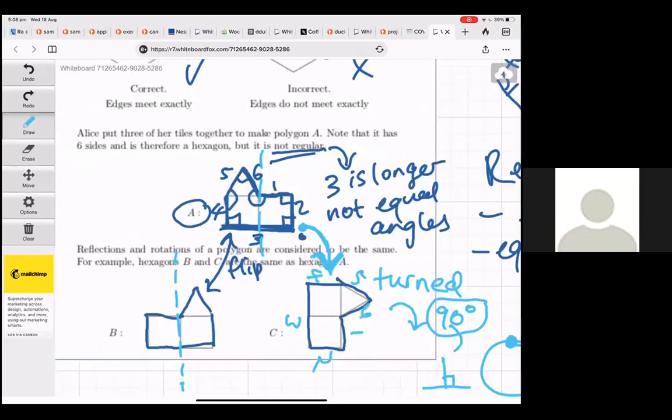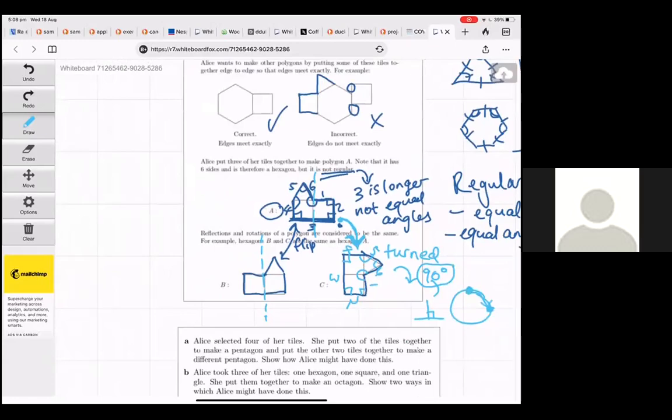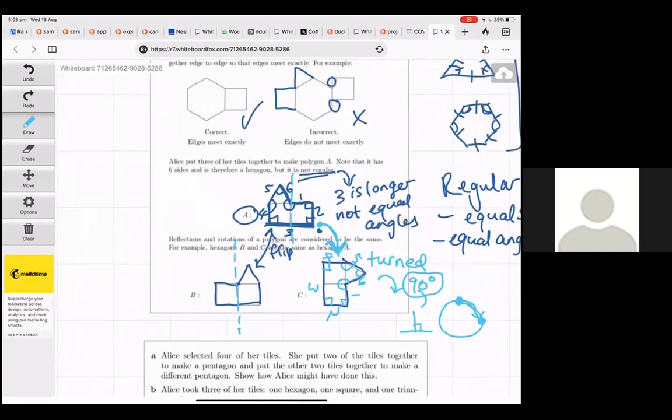And 6. And they're also still the same length with the same angles. So it's still exactly the same shape. This one's the reflex angle. This one's the one that's smaller. Okay. So all of these are the same.